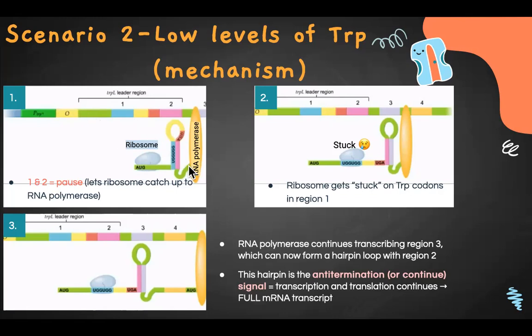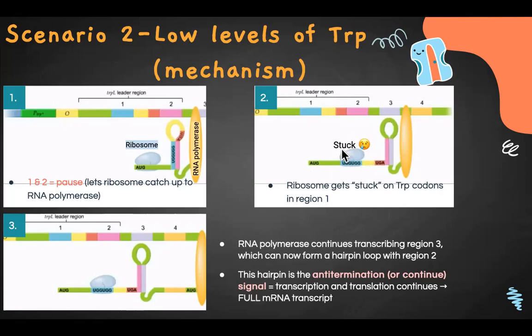Once this is made and comes out of the RNA polymerase, that's when a ribosome can bind on, right? But you want to have a chance for the ribosome to try to catch up to the RNA polymerase, and that's what the 1 and 2 pause is about. So that's the purpose of 1 and 2. And when 1 and 2 pause together, that allows the RNA polymerase to keep going and then transcribe 3.